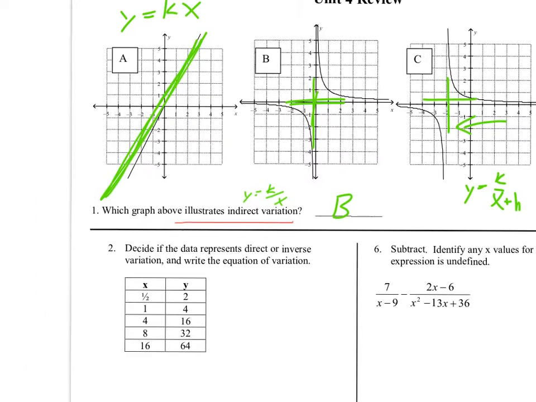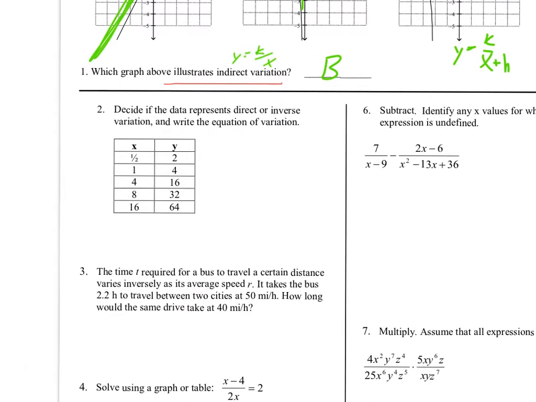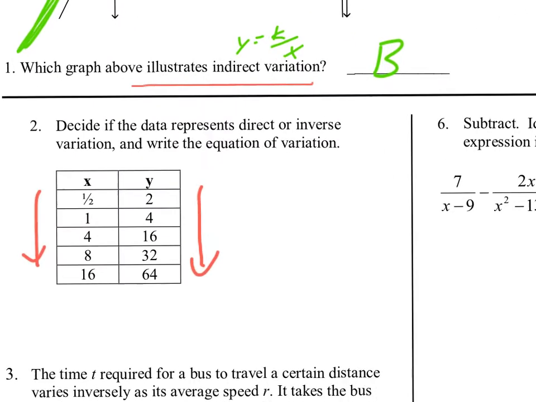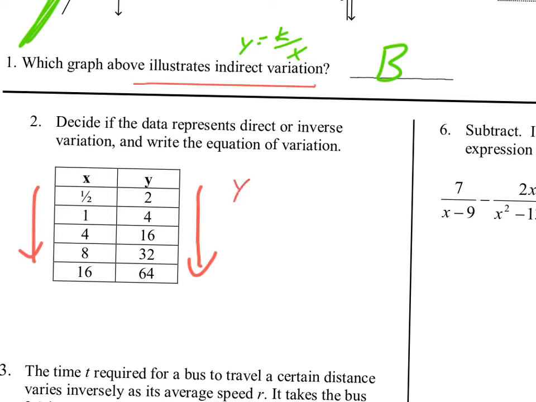Next one we're going to look at, number 2, decide if the data represents direct or inverse variation. The easiest way that we can do these is looking at both the x and the y to see if there's a pattern. So we can tell that as your y value increases, goes 2, 4, 16, 32, your x value is also increasing. If both your x and y are increasing, that means that it's got to be a direct variation, so y equals k times x.